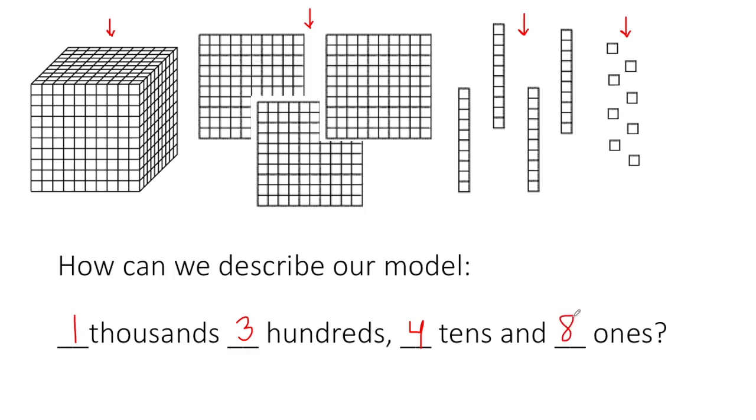But this is a lot to say if I want to describe my whole number: 1,000s, 300s, 4 tens, and 8 ones. A lot of times with language, when we say something lots and lots of times, we shorten it. And so we have some shorter ways to say some of these numbers. And when the numbers get really big, then we take some even bigger shortcuts, which we'll learn later.